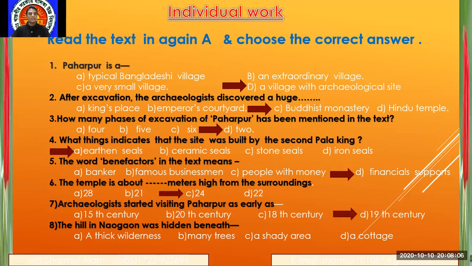Number 8. The hill in Nonga was hidden beneath A. thick wilderness, B. many trees, C. a shade area, D. a cottage. The answer is a thick wilderness. These are the MCQ from the passage.